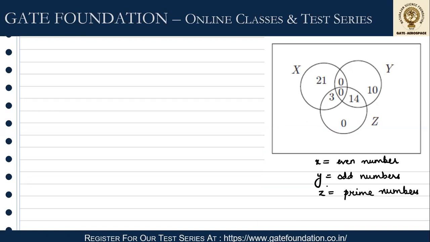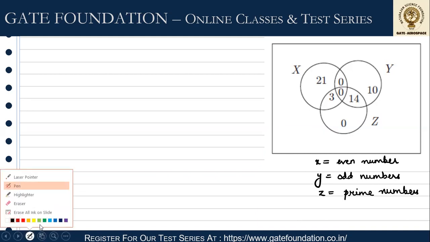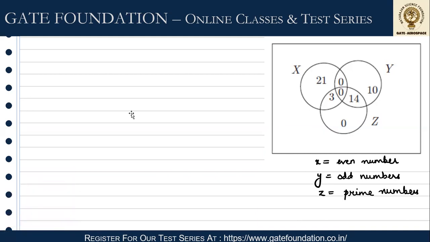ठीक है, तो हमारे पास तीन सेट दिए हुए हैं X, Y, Z, where X represents the even numbers, Y represents the odd numbers, and Z represents the prime numbers. I'll be asking you some questions. Try to answer them. First one is the numbers which are even numbers which are not prime.